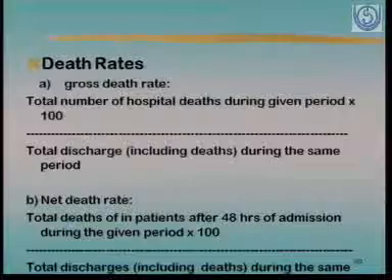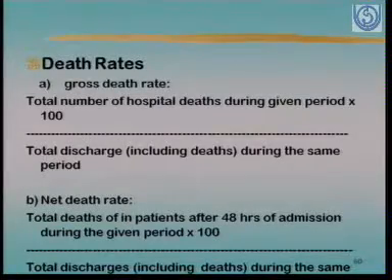So it is the number of infections divided by the number of patients. This is something called numerator and denominator. The numerator is the number of infections, and the denominator is the number of patients discharged during that particular period, multiplied by 100. So that is the formula. But then there are different kinds of formulas. Similarly, there is something called a gross death rate. There is a net death rate. The number of hospital deaths during that period divided by the total number of discharges times 100 is the death rate.